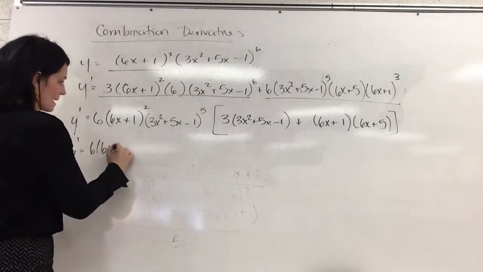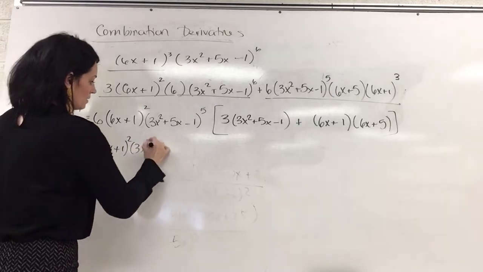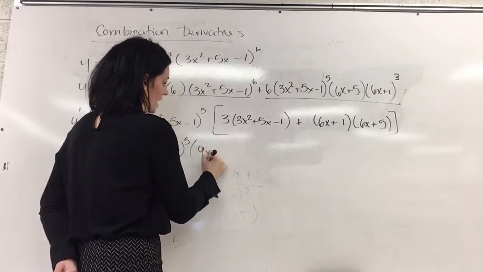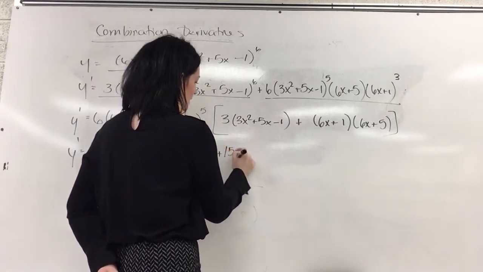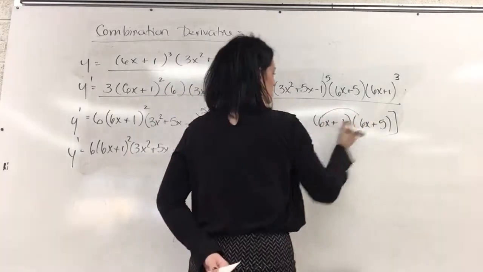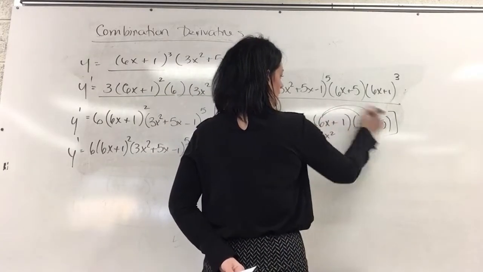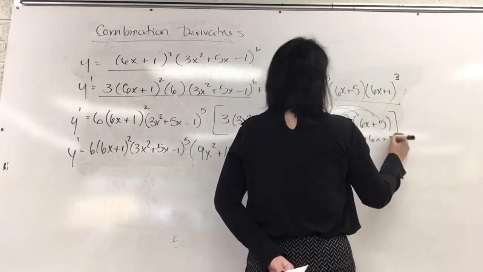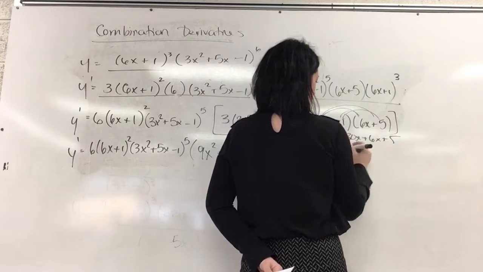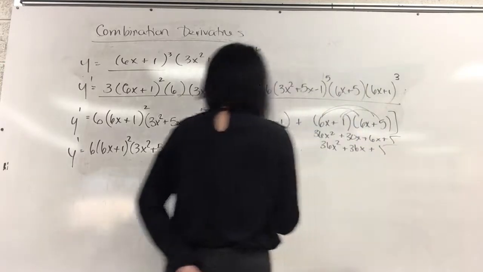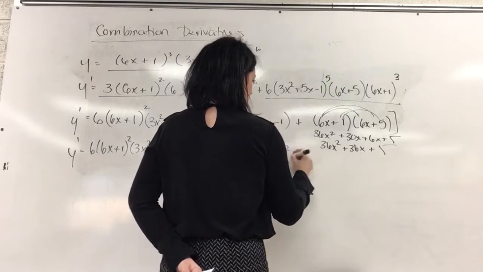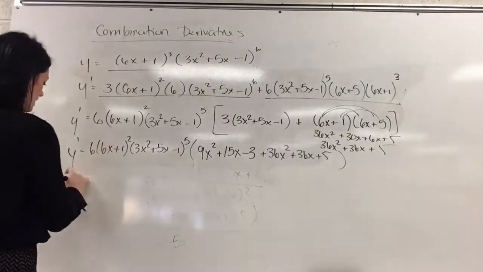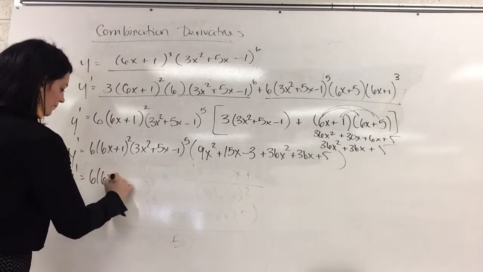So keep this guy the same. Okay, so let's multiply this through. So 9x squared plus 15x minus 3, and then we're going to distribute this, so 36x squared plus 30x plus 6x plus 5, collect like terms, so 36x squared plus 36x plus 5. Then we are going to collect like terms within that bracket again, and then we're simplified.